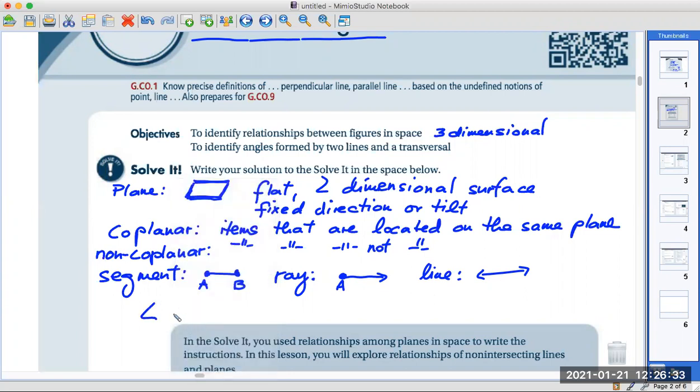Again, the angle symbol. We don't want to confuse that with less than, because it's flat on the bottom. That means angle. And one more symbol that you'll see, this means parallel.